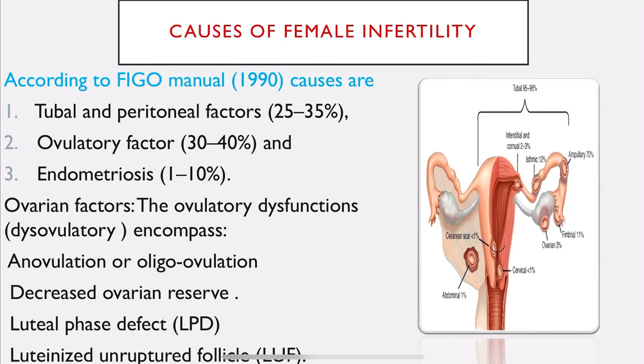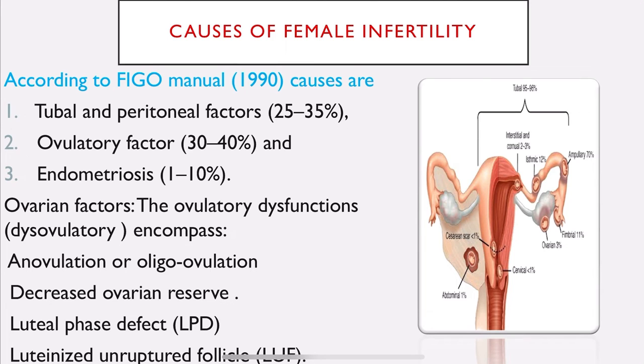The ovarian factors are the ovulatory dysfunctions, which encompass anovulation or oligo-ovulation. Anovulation is a complete absence of ovulation and oligo-ovulation is reduced ovulation. Decreased ovarian reserve. Luteal phase defect. Luteinized unruptured follicle. Guys, each of these points will be discussed in detail in the next slides. Decreased ovarian reserve is a condition where the ovary will lose its normal reproductive potential.